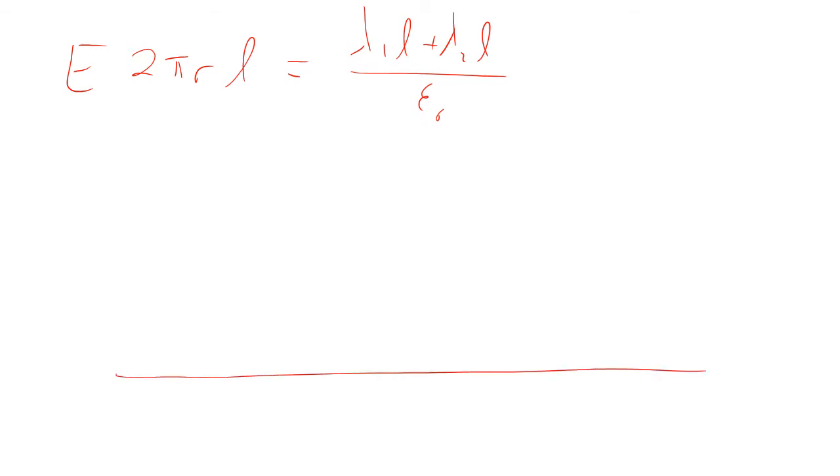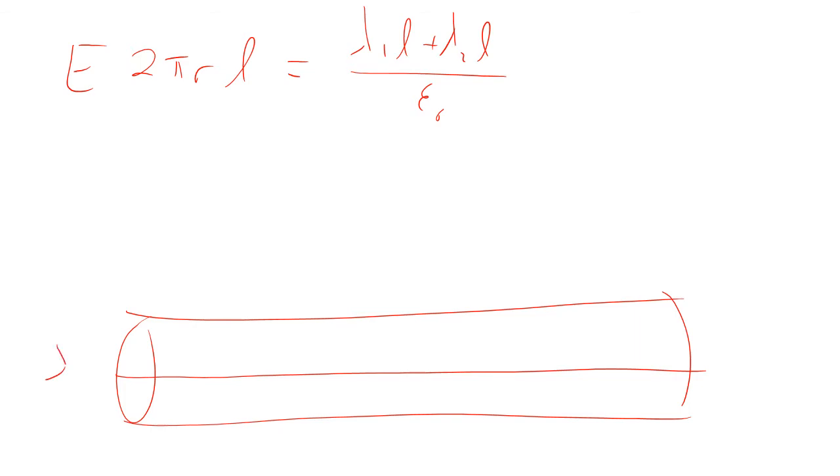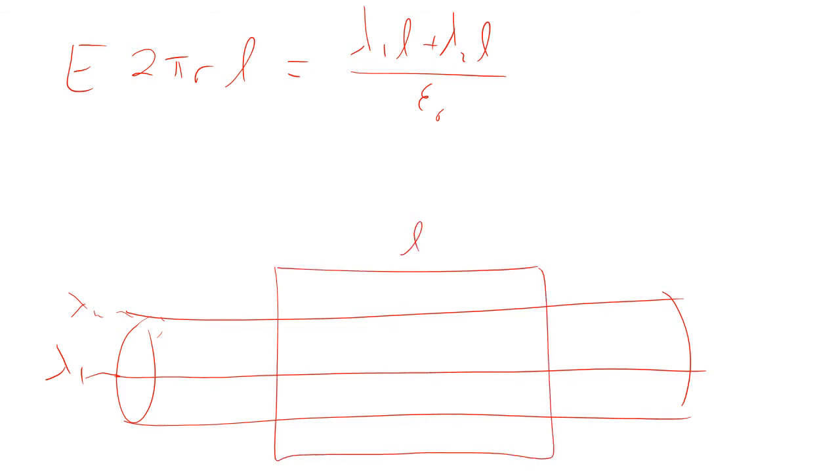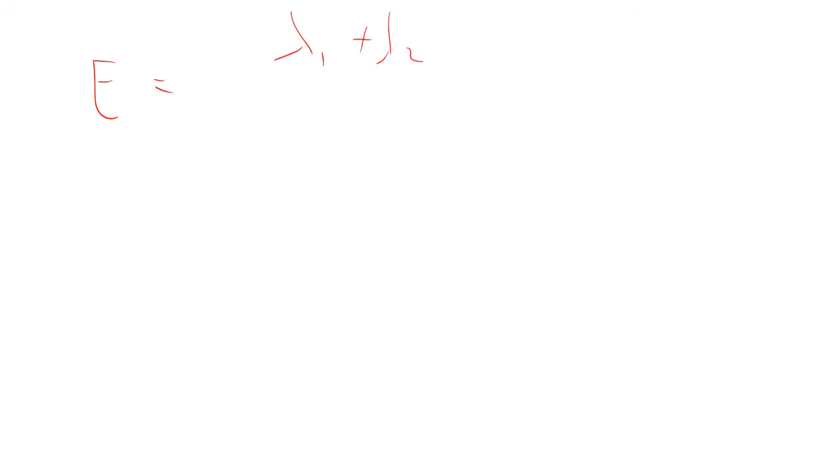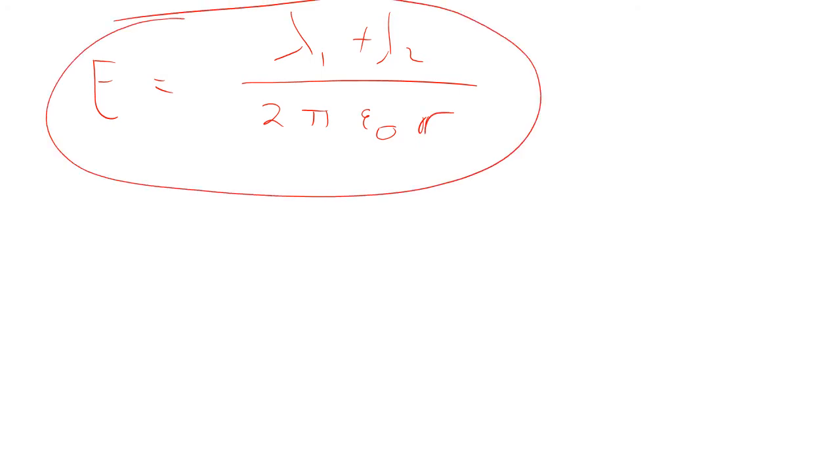If you think about it, we have lambda 1 on the inner part and lambda 2 spread out on the outer part. So if my cylinder is some length L, then the charge in the inner part is lambda 1 L. And the charge from the outer cylinder, Q2, is equal to lambda 2 L. The total charge is the sum of the two. We can factor out the L's, and so the electric field is going to be lambda 1 plus lambda 2 divided by 2 pi epsilon naught r. Done.